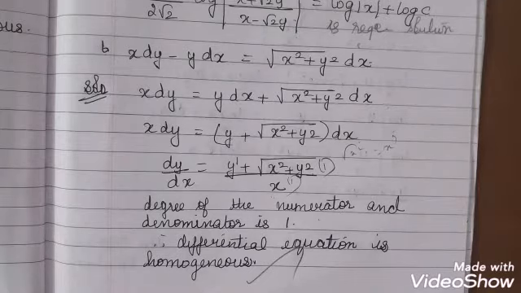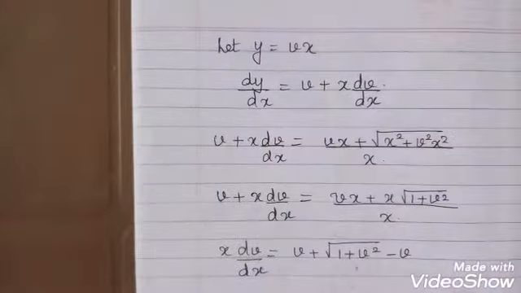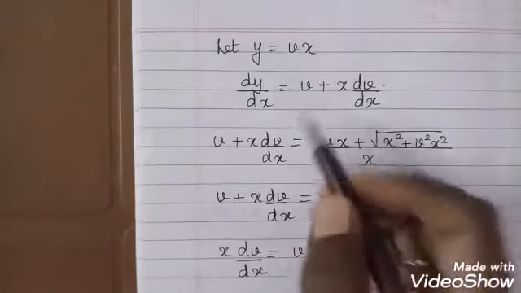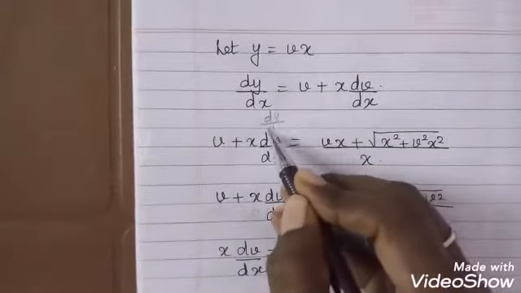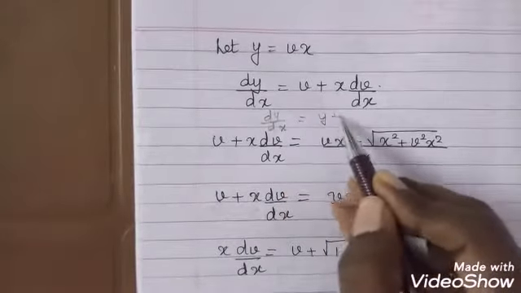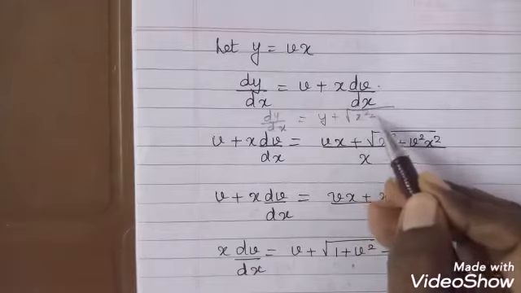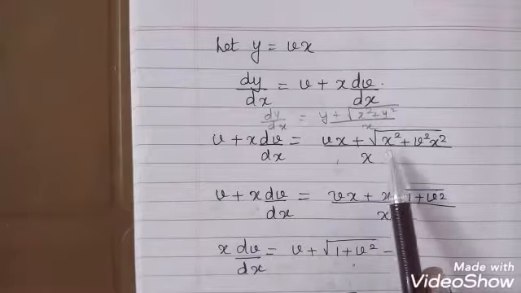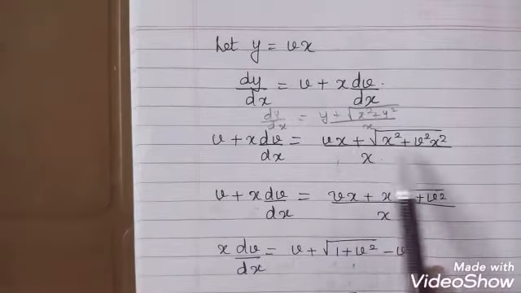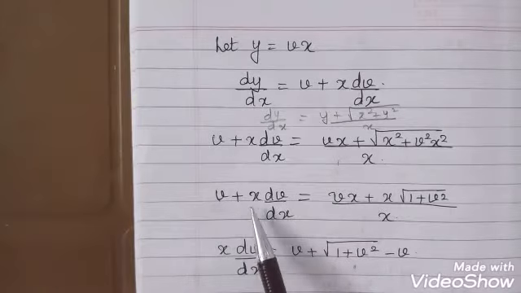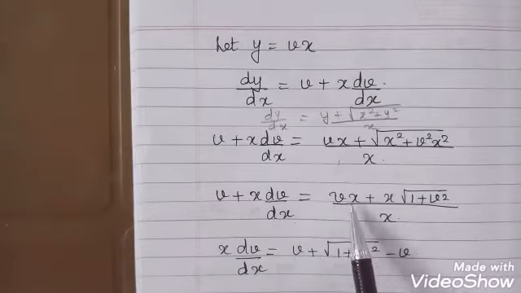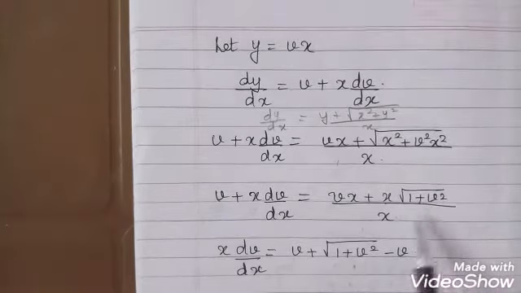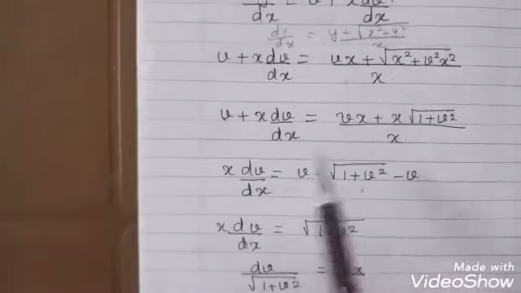Let y be equal to vx, so dy by dx is equal to v plus x into dv by dx. When I substitute it, we had dy by dx is equal to y plus square root of x squared plus y squared divided by x. So here y is equal to vx plus square root of x squared plus v squared x squared divided by x. So v plus x into dv by dx is equal to vx plus, taking the square root of x squared, x into square root of 1 plus v squared, divided by x.